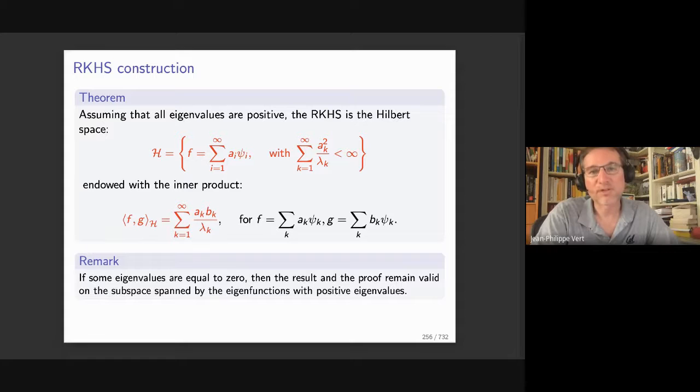So this is the set of functions, but the a_i have to satisfy the property that the sum of a_k squared divided by lambda_k has to be finite. And in fact, this then allows us to define the norm and the inner product in the RKHS. So for example, the inner product between two functions f and g in the RKHS, which are defined as the sum of a_i psi_i for f and the sum of b_k psi_k for g, would be the sum of a_k b_k divided by lambda_k. Right, and so in terms of norm, the squared norm of f is just the sum of a_k squared divided by lambda_k.